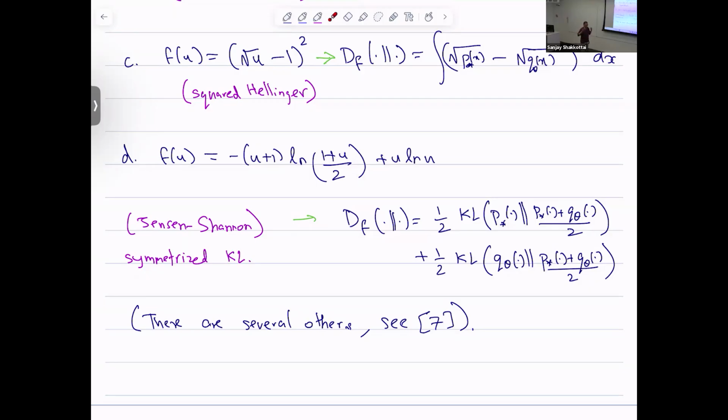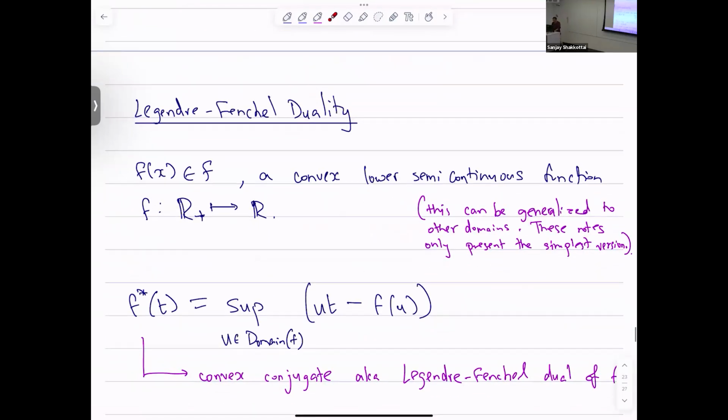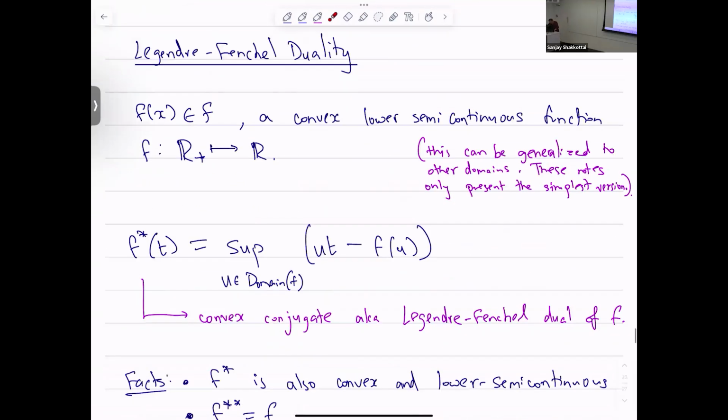But we still haven't addressed the core problem. I don't functionally know P star. I only have samples from P star. Okay. So how do we address that?